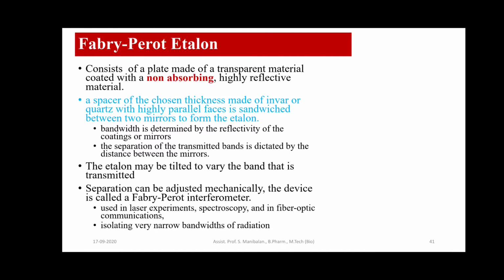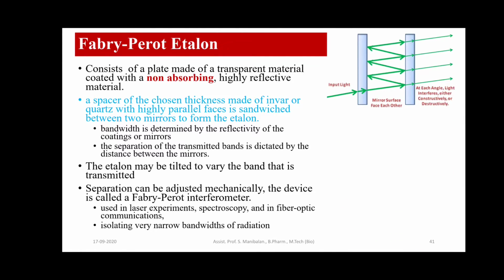So now you can just understand that an interferometer is a setup with mirrors to produce different wavelengths by adjusting the two mirrors. It is used in laser experiments, spectroscopy, and in fiber optic communications, for isolating very narrow bandwidths of radiation. These are the applications of the Fabry-Perot etalon, and this is the block diagram of that etalon.